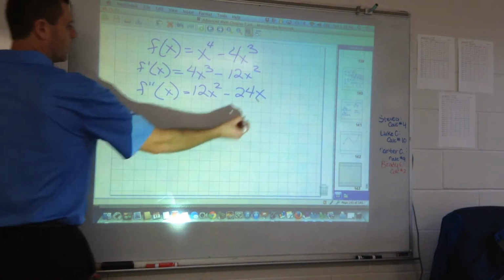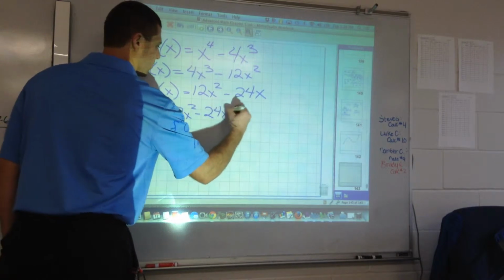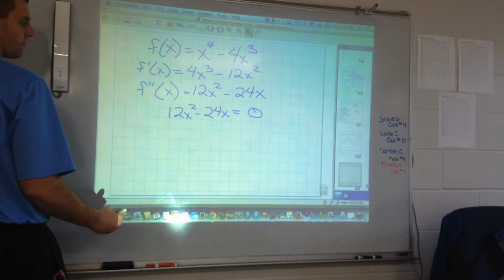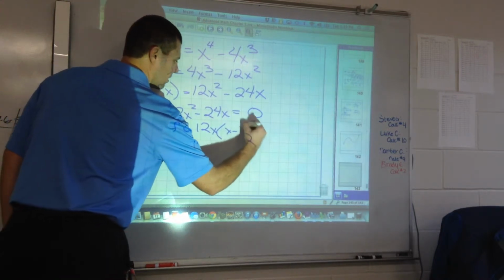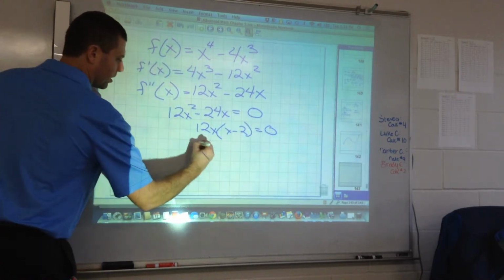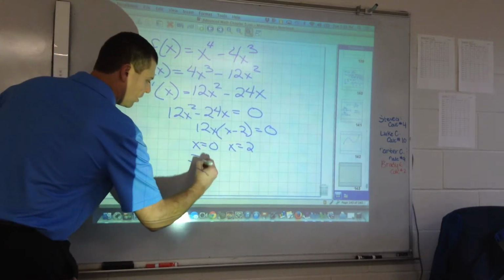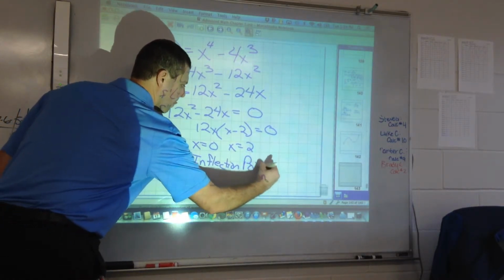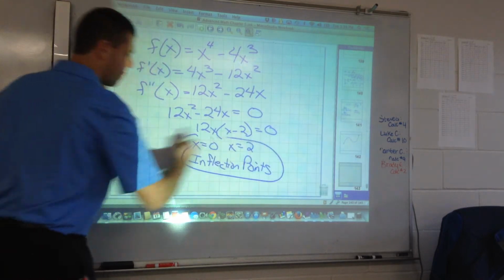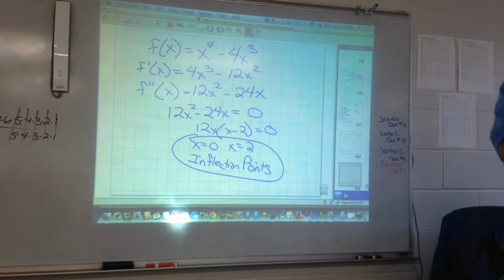So then we take our second derivative, we set it equal to 0, and we solve. I'd probably take out a 12x, and you get x equals 0 and x equals 2. Those would be your inflection points. Boom. That was easy.